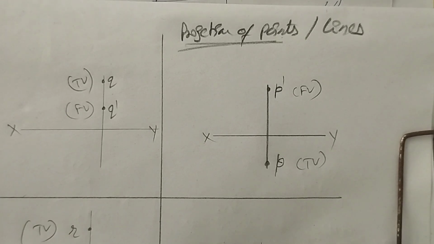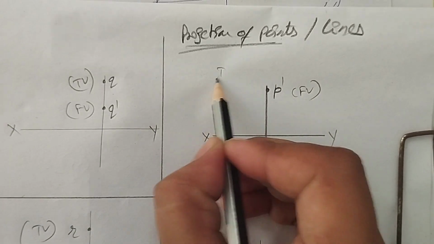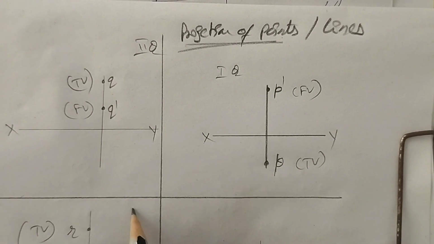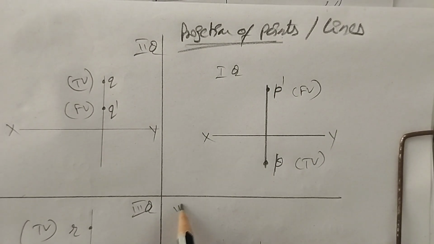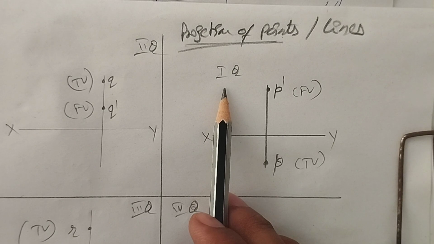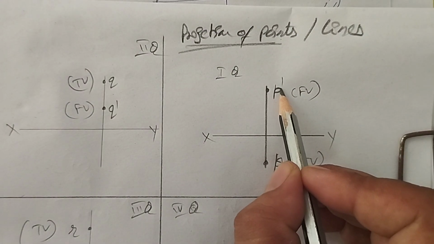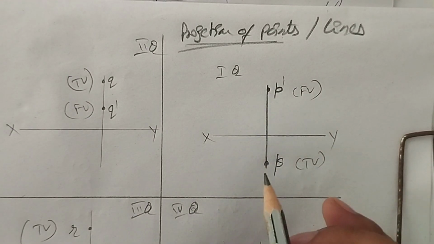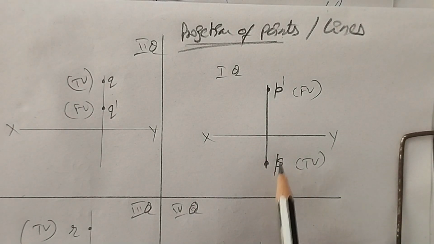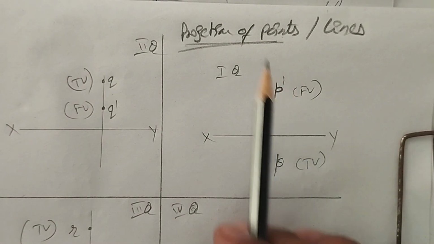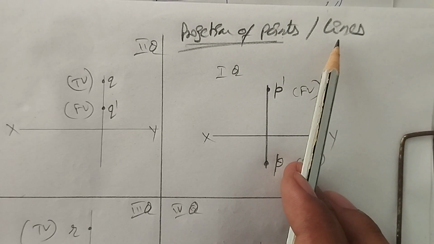To understand projection of points, here is the concept. This is my first quadrant, this is my second quadrant, this is my third quadrant, and this is my fourth quadrant. We know this very well. What you have to remember is that in the first quadrant the front view is always above the xy line and the top view is below the xy line. This works for projection of points as well as projection of lines.